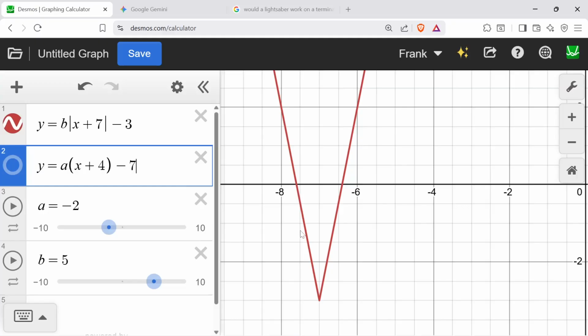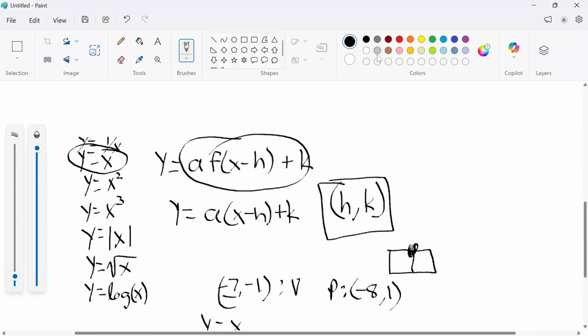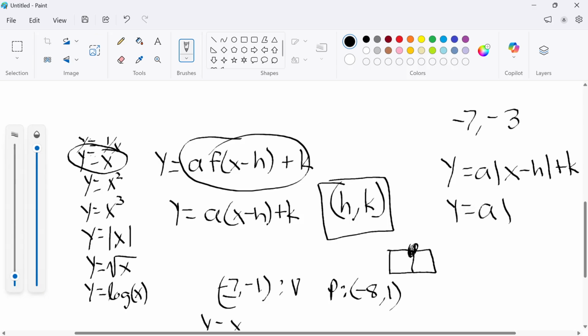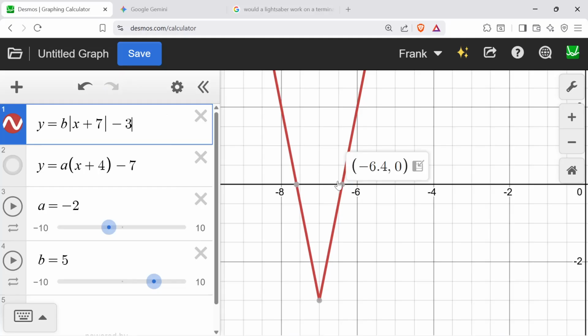All right, so I'm going to pick the vertex. The vertex is -7, -3, and so I know the function is y equals a times absolute value of x minus h, plus k, just because I know the parent function. So this is going to be y equals a times absolute value of x minus -7, which is x plus 7, minus 3. So now I have to solve for a. I'm going to pick some other point on the line, and I want an even point. Let me see if I can find an even point.